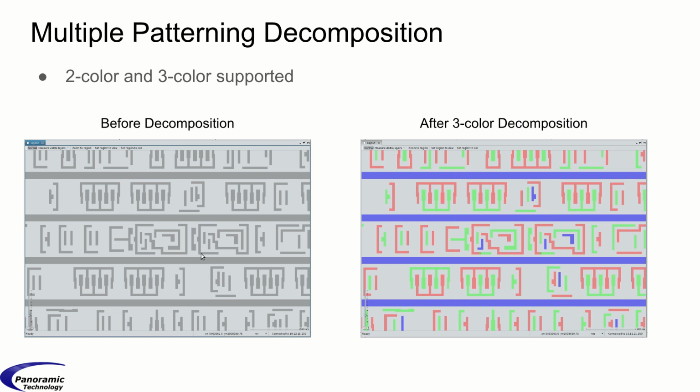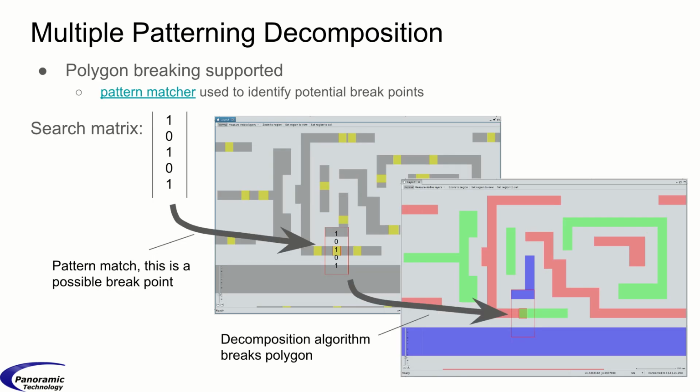So when you do multiple patterning decomposition, it may be necessary to break a polygon into multiple layers, to split it amongst multiple layers. In order to do that, we need to identify possible breakpoints to be tried or tested. And the way we can do that is with Pattern Matcher. In this case, we're looking for basically a line, a space, a line, a space, and a line. And then here we find it. Now there are other pattern matches you could do.